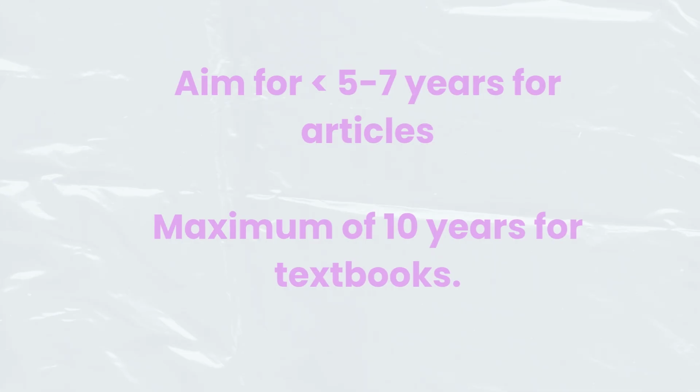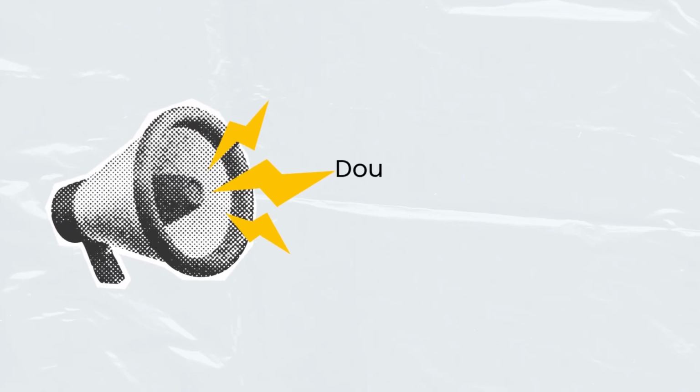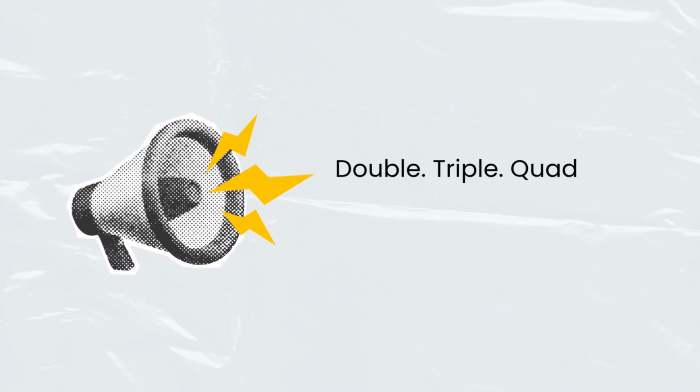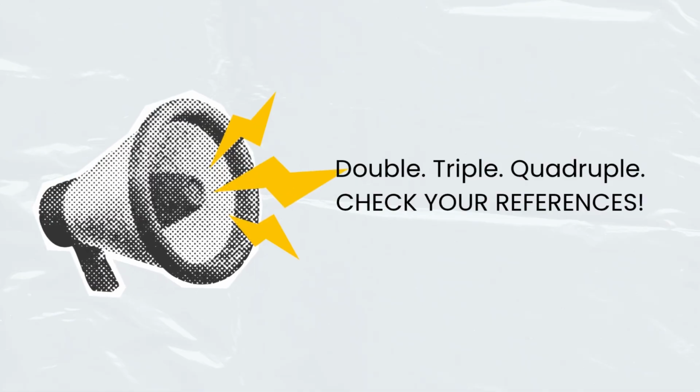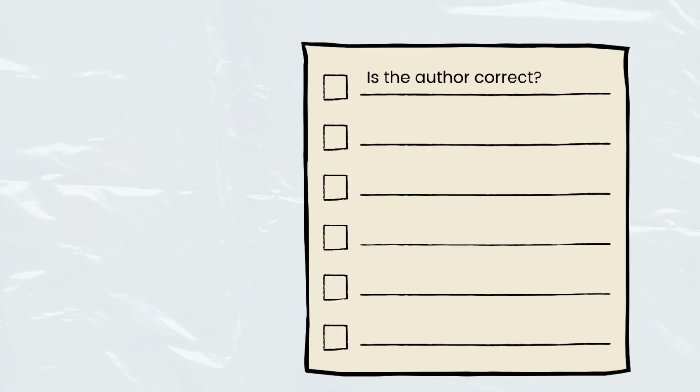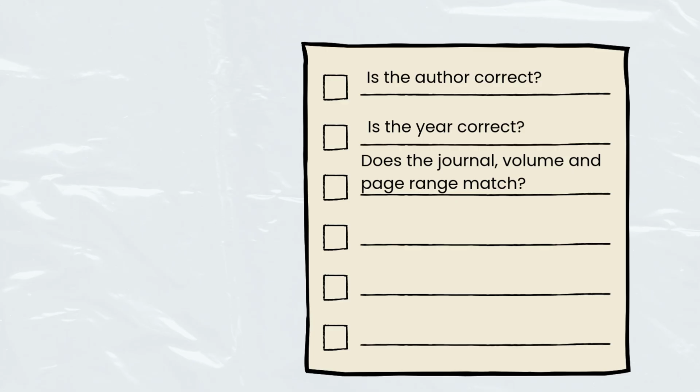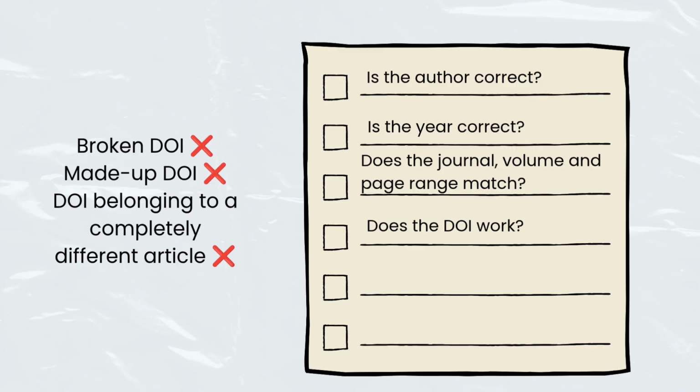Now this next point shouldn't be something that we have to say, but unfortunately it is. Make sure the source actually exists. Please check that it exists. Before you submit, go through every single reference. Can you find the article? Is the author correct? Is the year correct? Does the journal, volume, and page range match? And most importantly, does the DOI work? Click it. If the DOI takes you to a completely different paper, you have a problem.